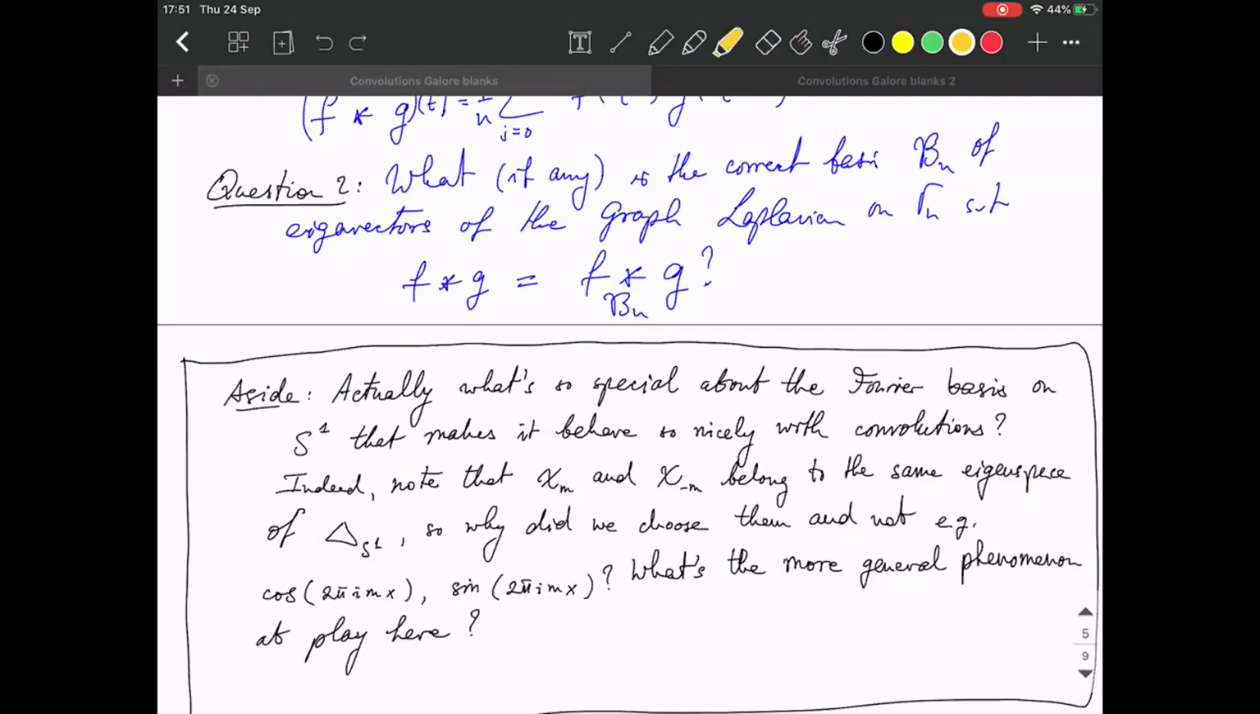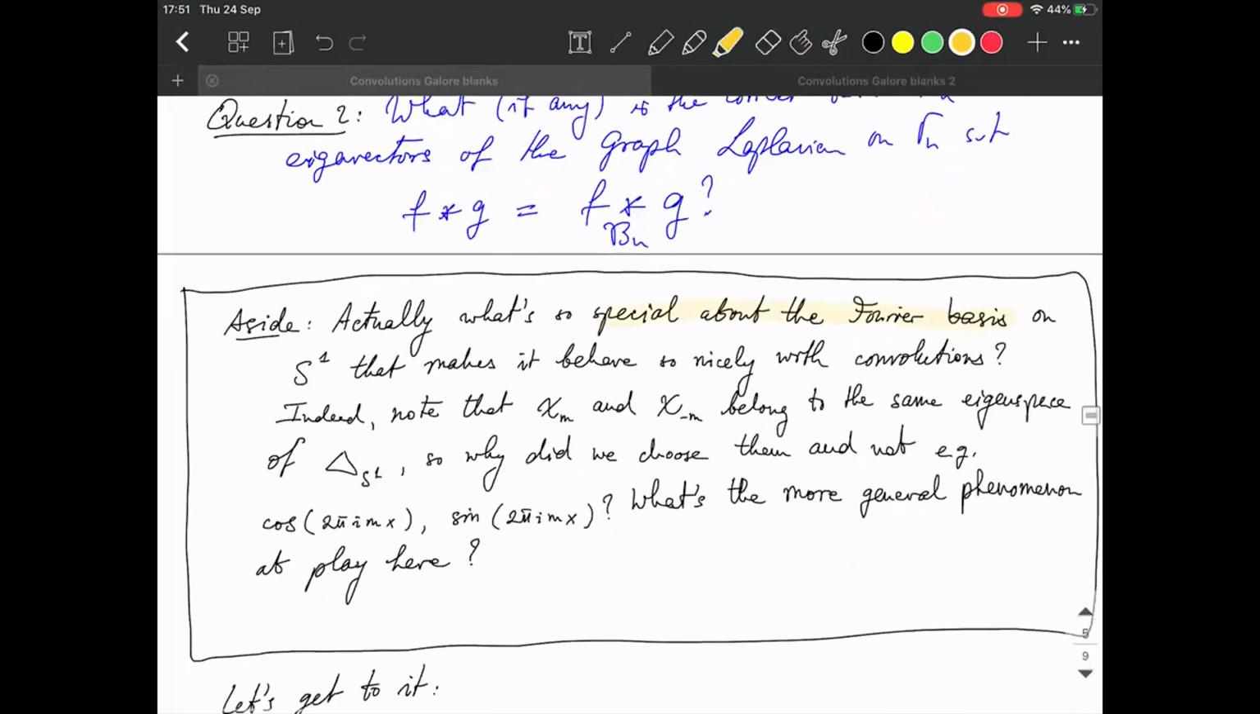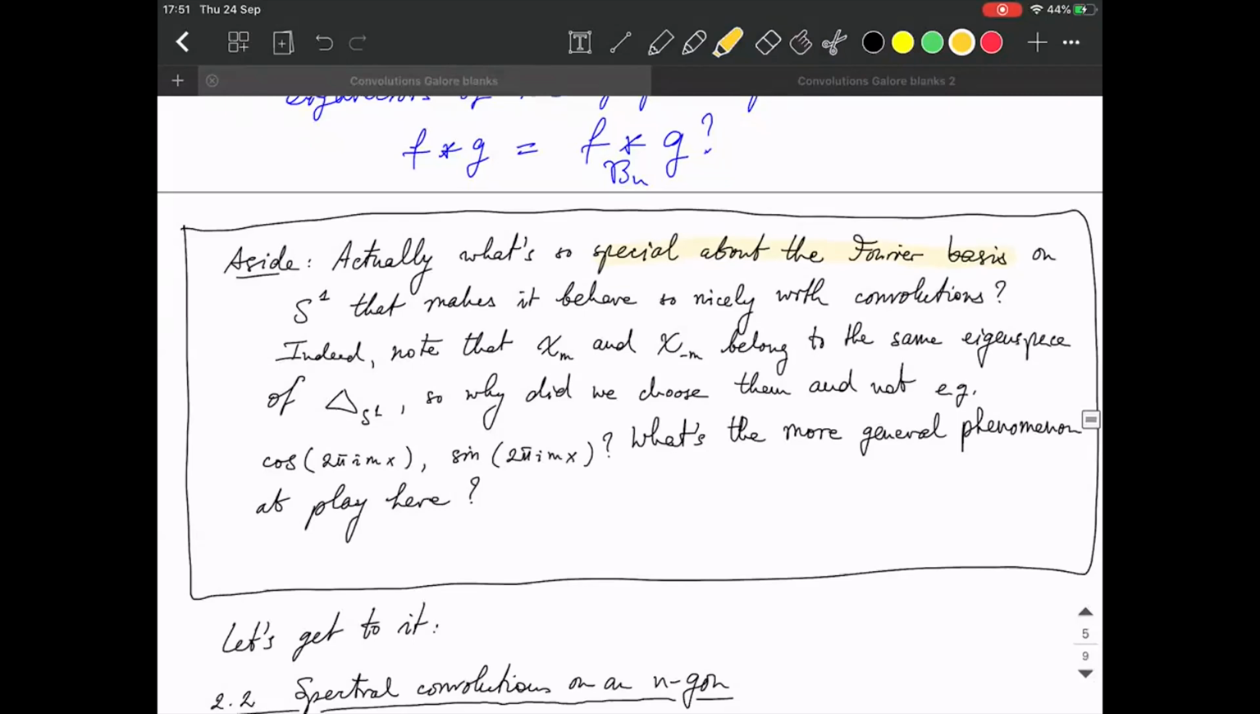Actually, even on the circle, even in the base of our analogy, the Fourier basis behaves really well with convolution, but it wasn't the only basis we could have picked. Because if you noticed, the Fourier basis elements chi-m and chi-minus-m belong to the same eigenspace of the Laplacian on the circle. The eigenvalue was 2 pi m squared.